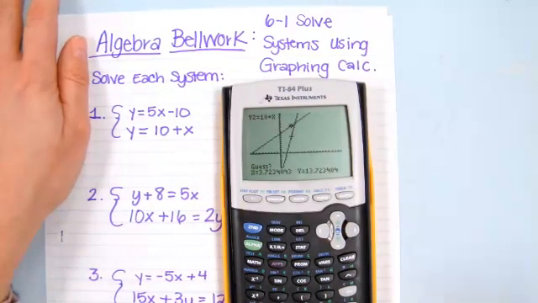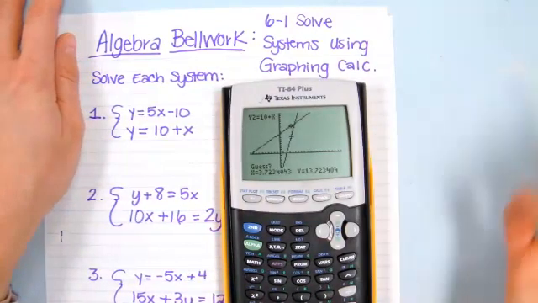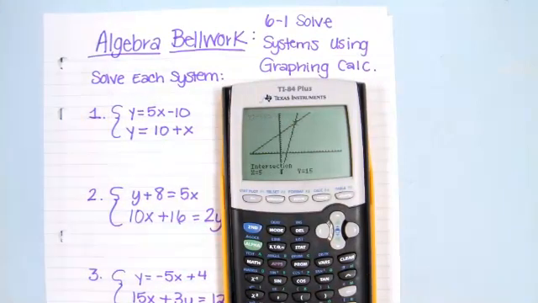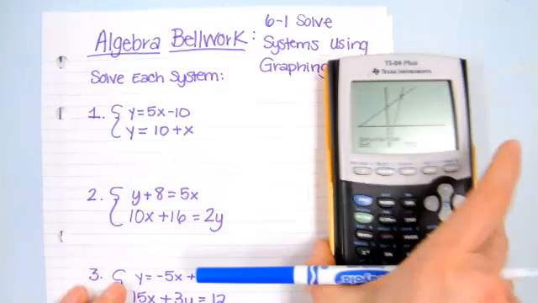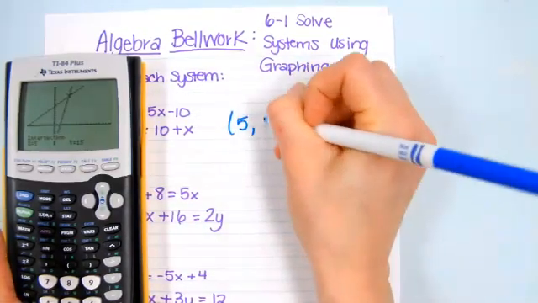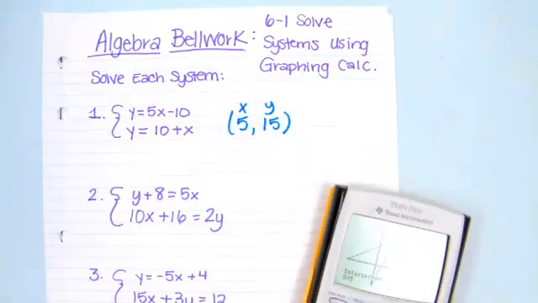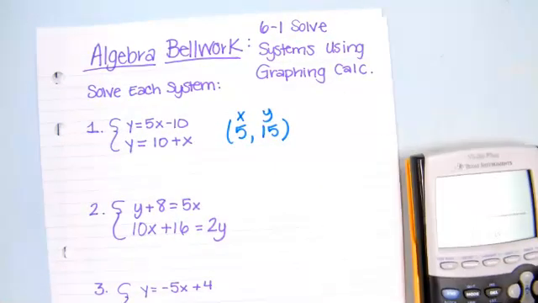And then it says guess, question mark. That's asking you, do you want me to guess where they intersect? Yes, we do. So press enter again. And it tells us the intersection point. And that's exactly what we want. So our answer to this first system, where do they cross? What makes them both true is 5, 15. Yay, X and Y. That's our first answer. Okay, so let's do a little bit more complicated.